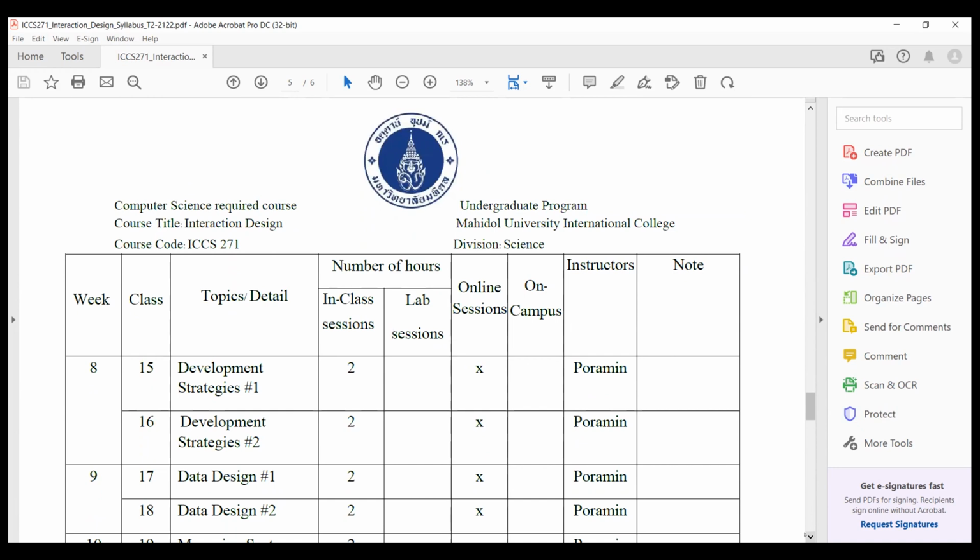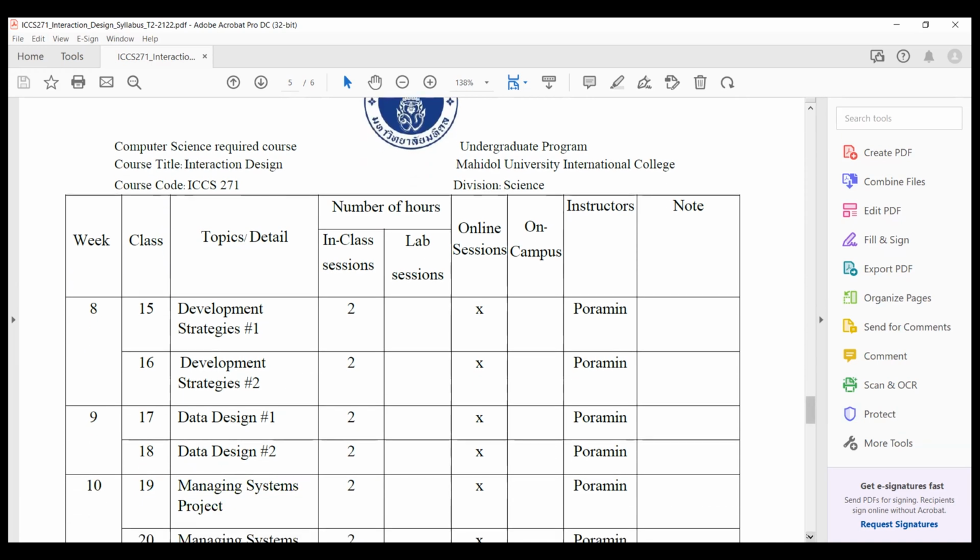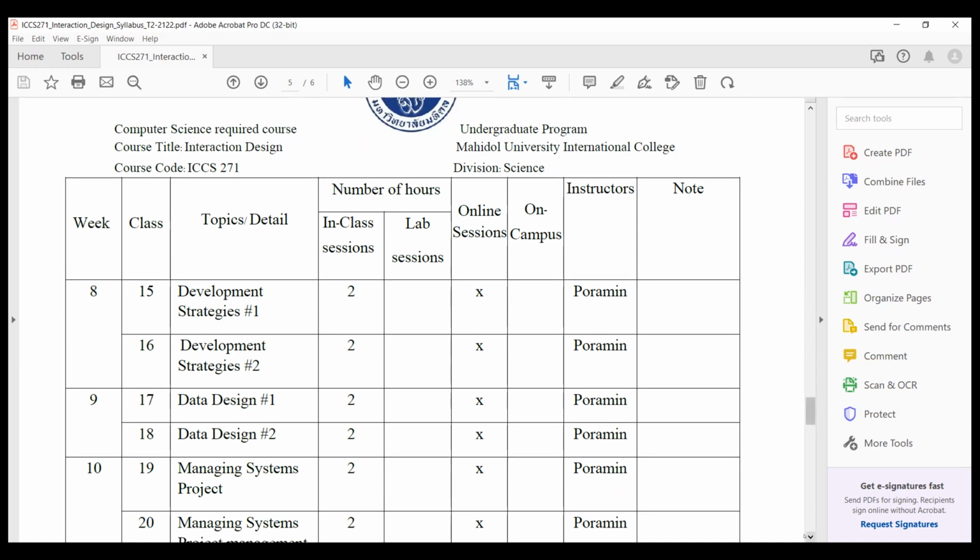Okay, on week number 8 we will learn about the development strategies, what techniques you have to use in order to develop your information system to interact with your users and the related stakeholders or related parties to your system. We will learn about the development strategies for 2 classes. On week number 9 we will learn about data design, so that we can transform the data from the old system to the new system.